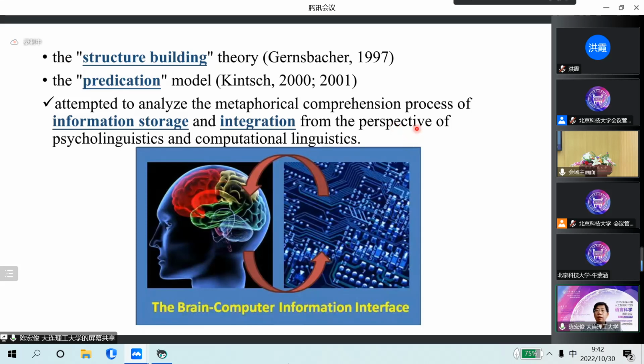computational linguistics. So this study attempts to see the interface between psycholinguistics and computational linguistics. We try to see if they can be coupled. Of course, we got this idea from discussions with computational linguists, including some professors in our university. They are also interested in metaphor study, but they want to see if their ideas are consistent with psycholinguistic study.